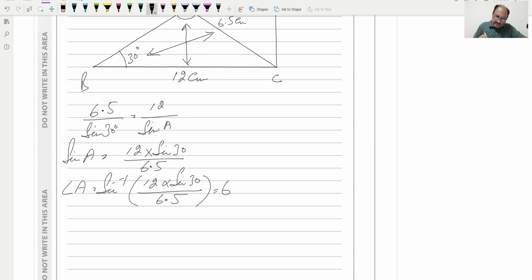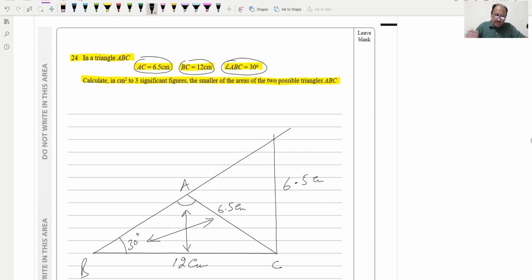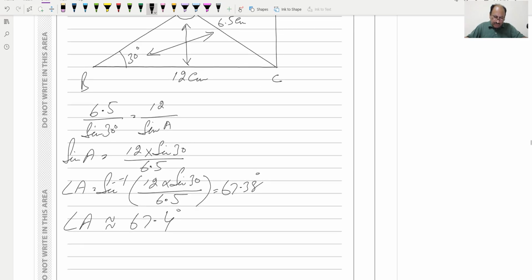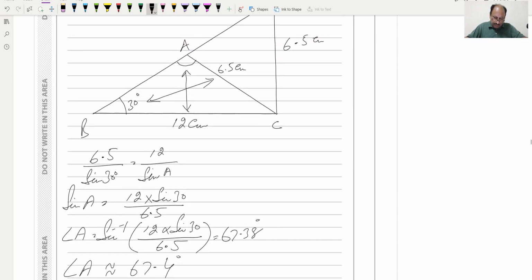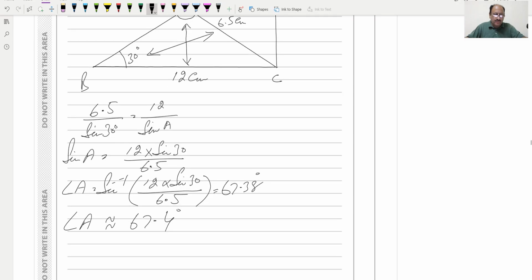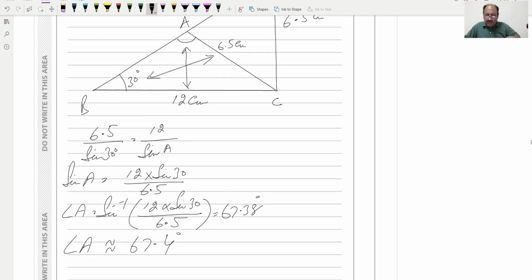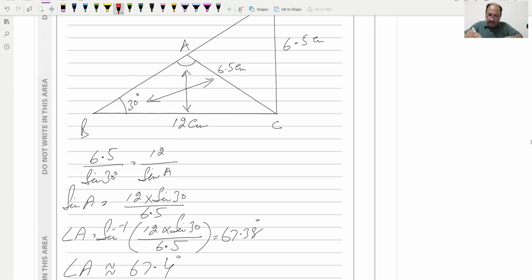67.38 degrees, and angle A we can write approximately equal to 67.4, up to three significant figures. They have mentioned over here up to 3 significant figures. So the angle which we found, this is principal angle. Principal angle is what we are getting from the calculator, and the other angle we can find. Other angle how we will find?